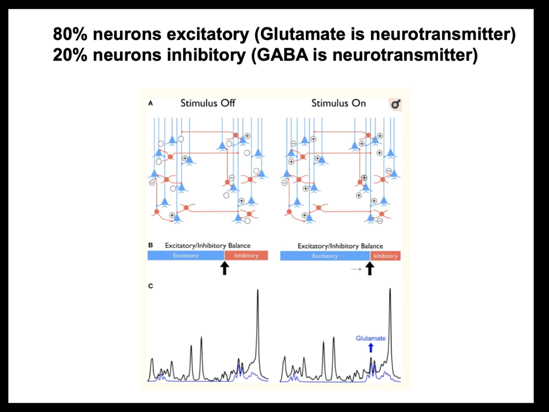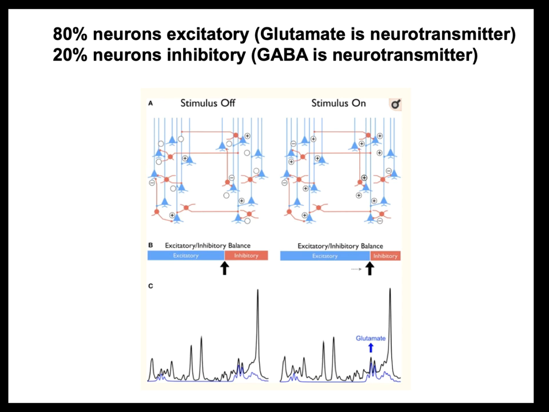But the idea here is that if you give a stimulus for a long enough period of time, you might shift this balance of excitatory and inhibitory input. And so that might change the relative concentrations of GABA to glutamate over time. Maybe people are looking at the amount of plasticity with the ratio of GABA to glutamate, or how likely they are to learn something new with the ratio of GABA to glutamate, and so on.